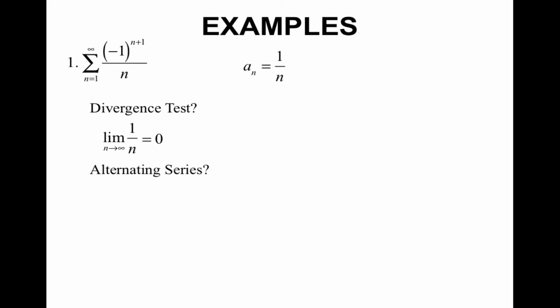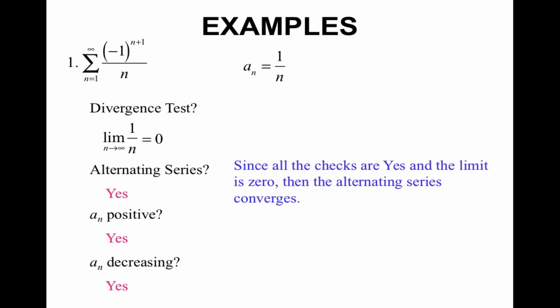Then I have to determine, do I have an alternating series? And yes, I do, because I have a multiple of a -1. Now I need to make sure that a sub n is positive. So if I was to list out the terms of a sub n alone, yes, I would get just positive numbers. Then I need to check to see if those terms of a sub n are decreasing. And I need it to be decreasing so that it does that jiggling back and forth around some sum. And 1 over n is a decreasing sequence. So since all of the checks are yes, and the limit is 0, then we can say that this alternating series converges.